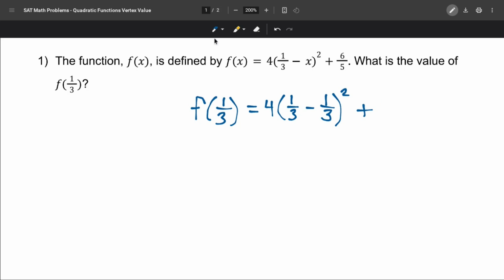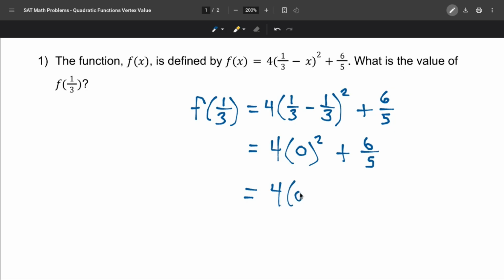Now here's the thing. 1/3 minus 1/3, if you notice this type of problem and you see the x value is the same as this number, you're going to get 0 inside here. So, long story short, we're going to get 4 times 0 squared. Now I'm going to go through the steps here, but once you get used to these, you're going to answer these a lot quicker. So 0 squared is just 0, so this becomes 4 times 0 plus 6/5.